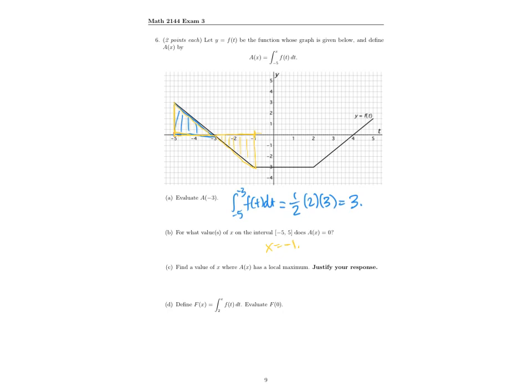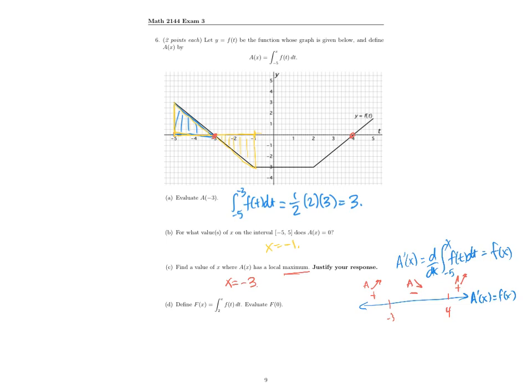Then it says, find a value of x where A of x has a local maximum and justify your response. So when we think about local maximum and optimization, we can think about taking the derivative A prime of x, which is the derivative with respect to x of the integral from negative 5 to x of f of t dt. And by the fundamental theorem of calculus part 2, that is just f of x. And so if I were to draw this out on my A prime number line, I'm looking for where the derivative of the accumulation function is equal to 0. So that would just be when f is 0. So that's here and here, so negative 3 and 4. And f of x is negative in between these two and positive here. So that means here A is increasing, here A is decreasing, and here A is increasing again. So A has a local maximum here at x equals negative 3.